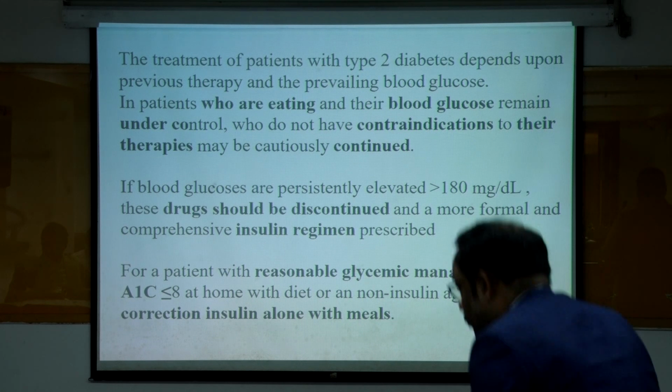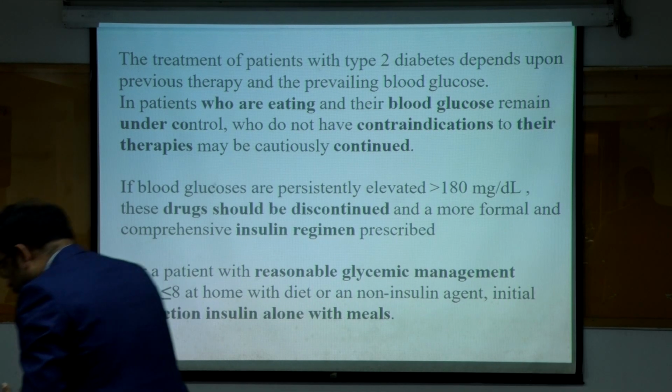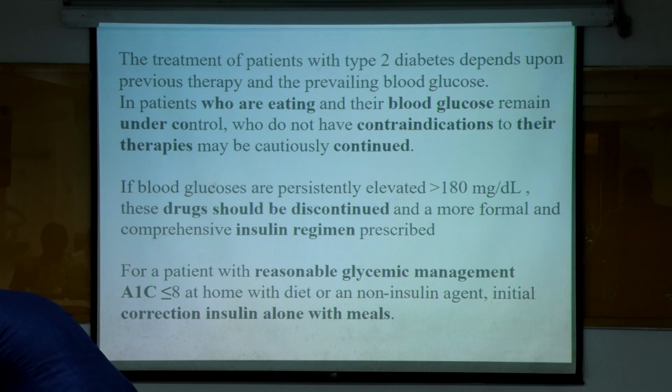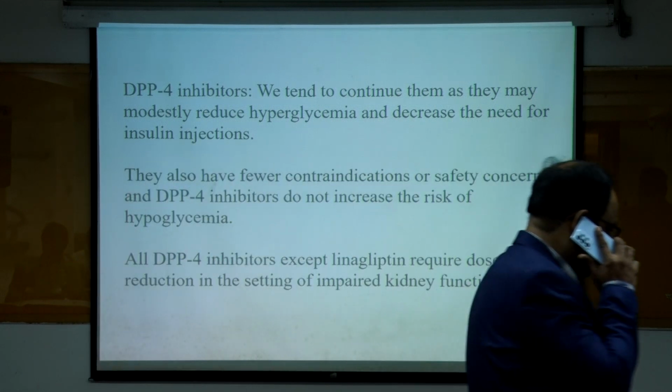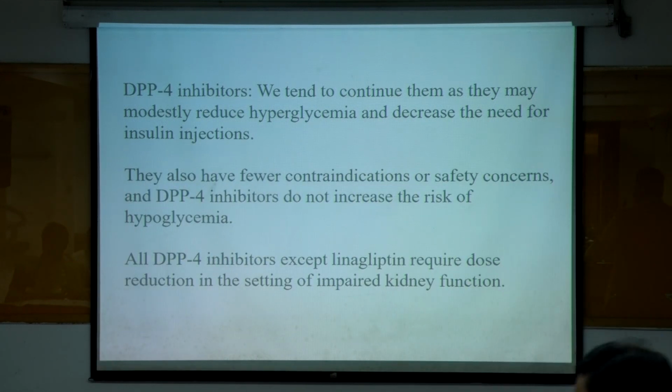For reasonable glycemic management, an HbA1c of less than 8 is the target during the stay, because again hypoglycemia is a big no-no. Of the OHAs, DPP4 inhibitors are the best because they do not cause hypoglycemia, they are easy to use, and they potentiate the effect of insulin, so you get better control. So if they are on DPP4 inhibitors, you can continue that.